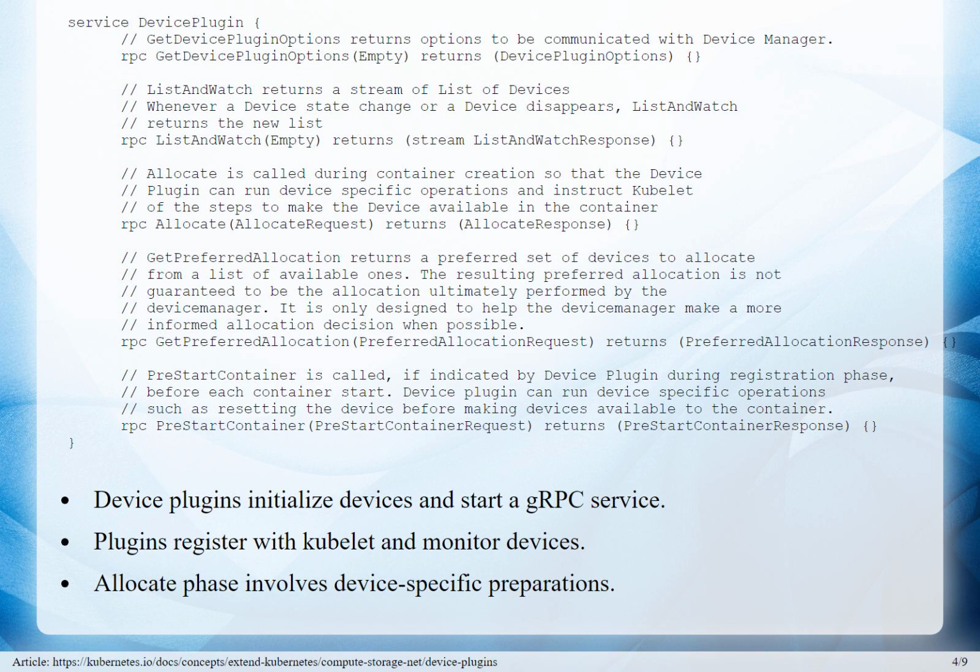Handling allocate requests. During the allocate phase, a device plugin prepares devices, such as GPUs. Successful preparations lead to an allocate response, which provides configurations the kubelet uses to convey to the container runtime.